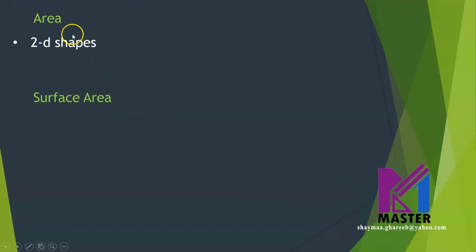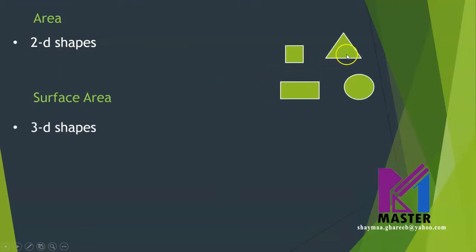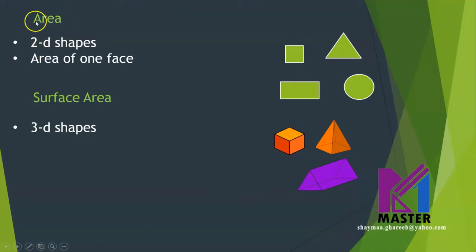Are you ready? Let's start our lesson by the difference between area and surface area. You know that area, we measure the area for 2D shapes such as square, triangle, rectangle, circle, but the surface area, we use it with the 3D shapes such as cube, square pyramid, and triangular prism, and so on. Okay? Second, when we calculate the area of a 2D shape, we calculate the area of only one face because it is a 2D shape and it has only one face.